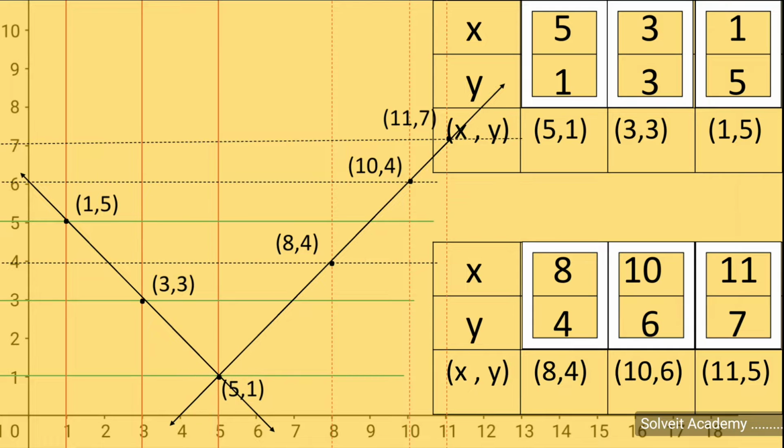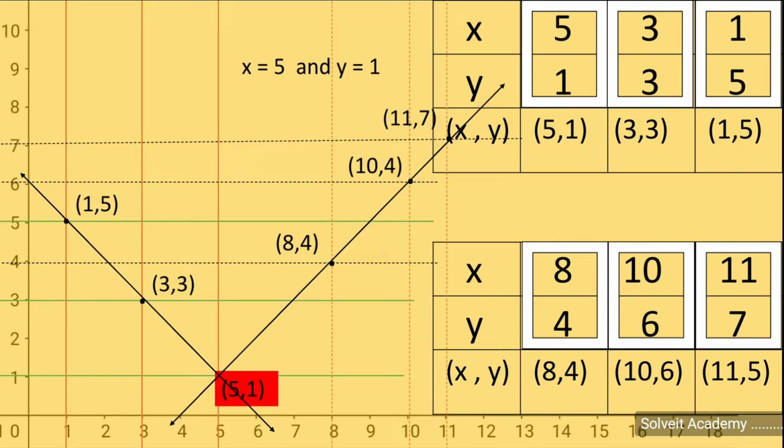So the intersection of these two lines is the solution of the given simultaneous equations, which means that the coordinates of this point are 5, 1. So the x value is 5 and y value is 1. If you put this value in the given equations, then this value will satisfy both the equations. As the first equation is x plus y equal to 6, the sum of x and y is 6. As we see here, the sum of 5 and 1 is also 6. So the first equation is satisfied.